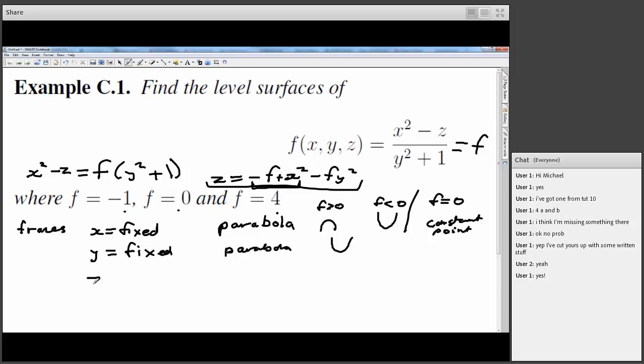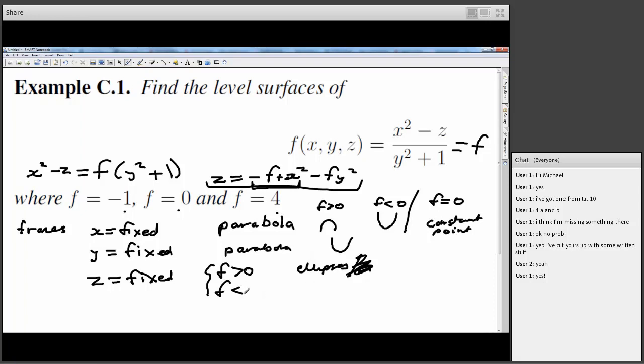So the last one we've got is z is fixed. So when z is fixed, we've got a constant is equal to something with x squared minus fy squared. So we've only got the quadratic terms. So we've got two options. If f is positive, we're getting a sum of squares. And when you get a sum of squares, they end up being ellipses in general, I should say. They can be circles, but in general ellipses.